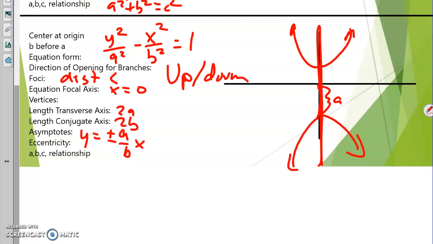Okay, eccentricity, same as it's been for the others. We're going to notice that our eccentricities for hyperbolas are always going to be greater than 1. All of our ellipses that we talked about, all the eccentricities were less than 1.